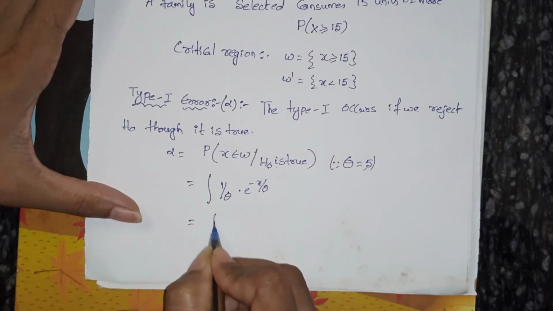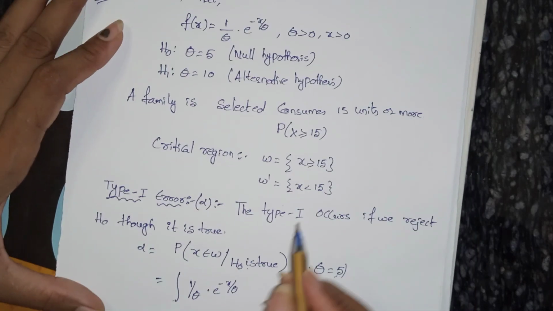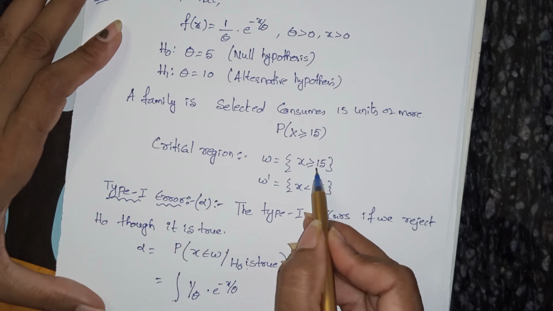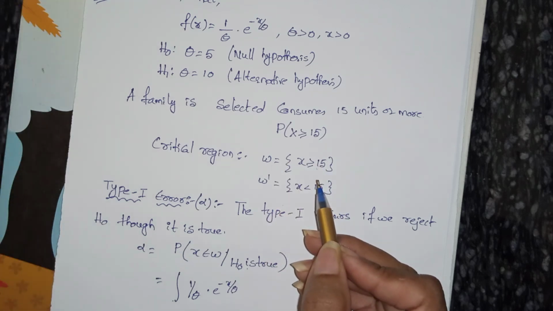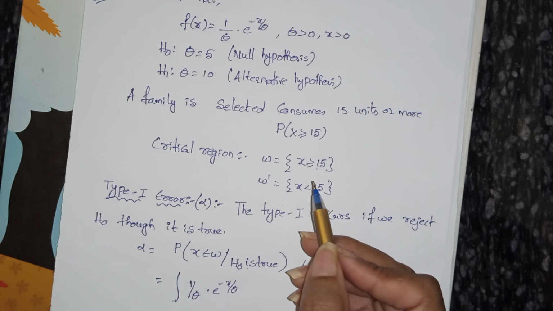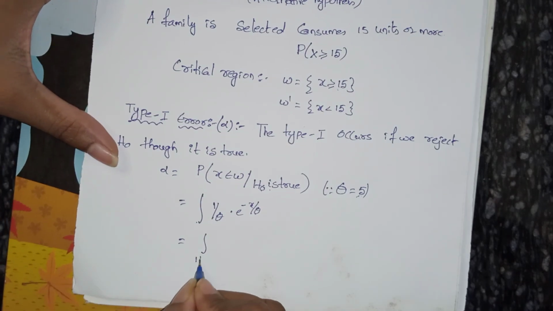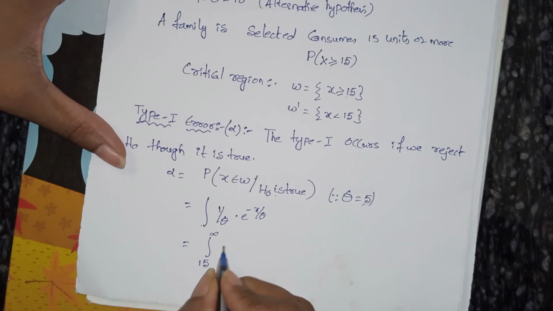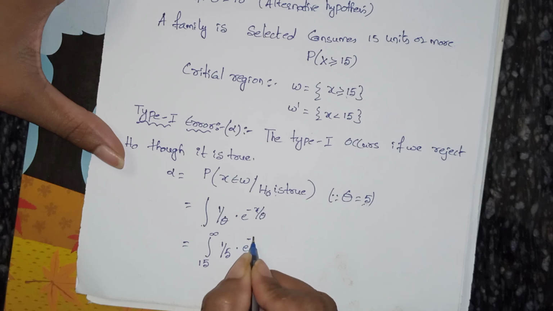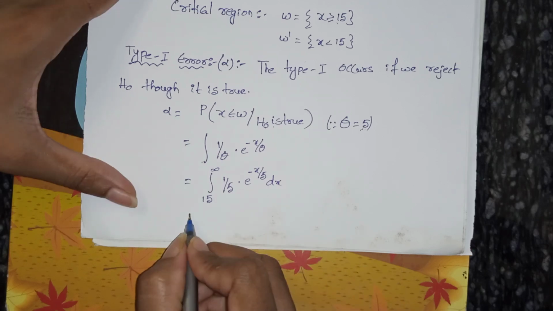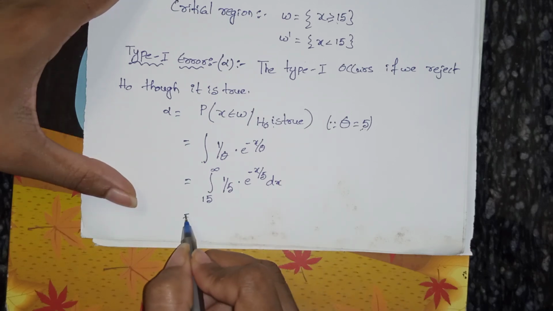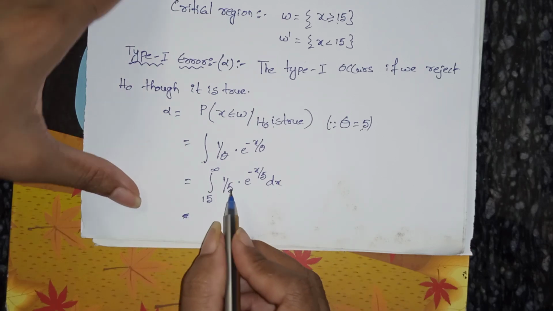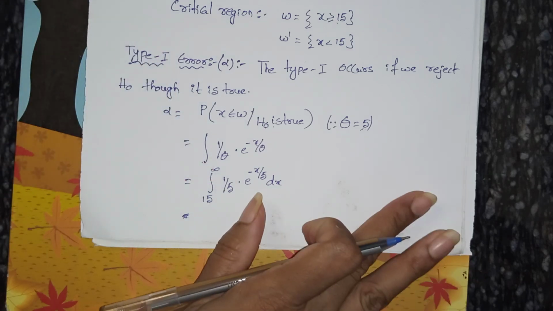That equals the integration. The limits: the lower limit is 15 and the upper limit we don't know, since they said greater than, any number of observations we can take. So the starting limit is 15 and the ending is infinity. So 1 by 5 into e to the power of minus x by 5 dx. Now we have to integrate this, so we take 1 by 5 as a constant.